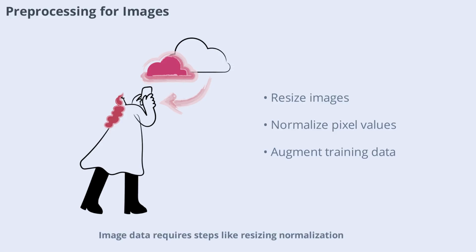Image data requires steps like resizing, normalization, and augmentation before analysis or modeling. These techniques help standardize image inputs and increase the diversity of your training data, leading to more robust models.